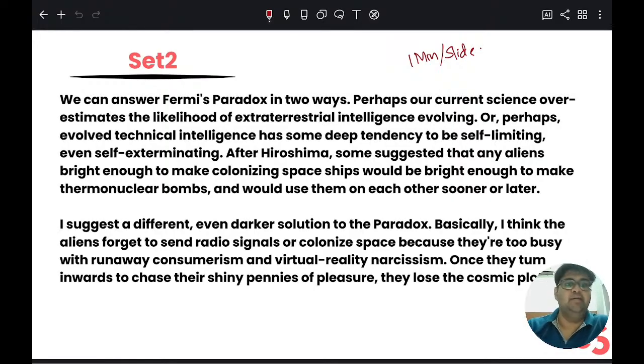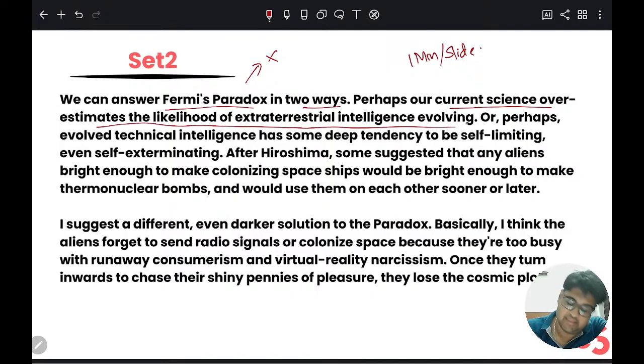See, there would be some unfamiliar words, whatever your level in literature is, you are going to get some unfamiliar words in the passage. But let me tell you that if you have a proper navigation structure, you will be able to understand and solve the question. We can answer Fermi's paradox in two ways. I actually don't know what Fermi's paradox is, and I'm not interested in knowing also because it might be a very scientific term. Perhaps our current science overestimates the likelihood of extraterrestrial intelligence evolving.